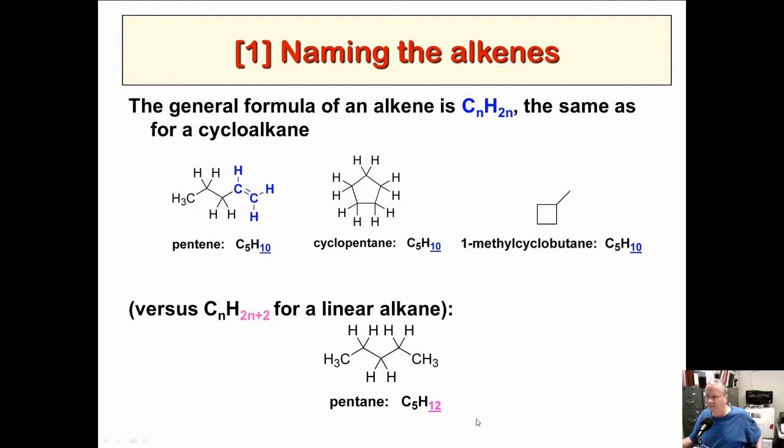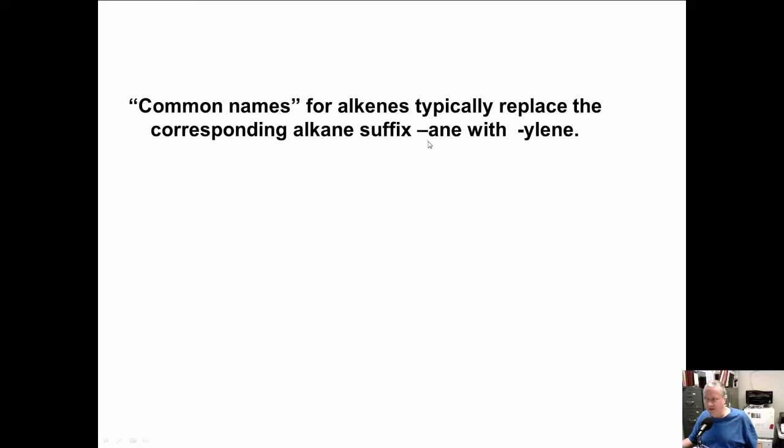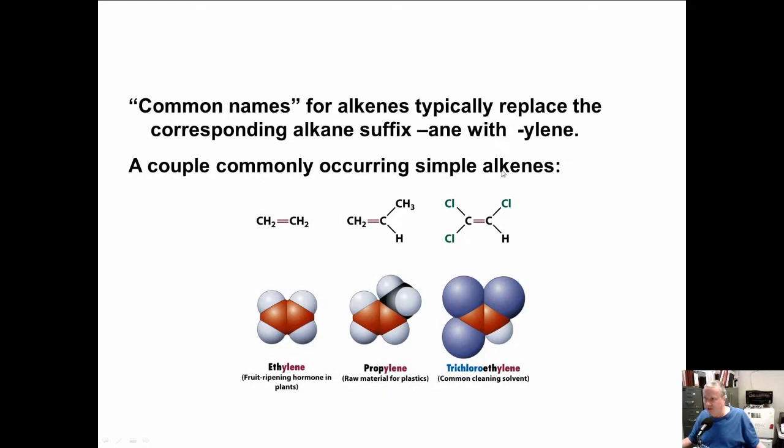So the common names replace the -ane at the end with -ylene or just -ene. Well, actually, we'll see both, but I think the common naming will usually be -ylene. A couple of examples of common simple alkenes are ethylene, a two-carbon alkene, and propylene, a three-carbon alkene. Trichloroethylene is a dry cleaning solvent, for example, and that's just ethylene with three chlorines on it, all right? These are common names, and we'll talk about systematic naming in a second. We emphasize systematic naming a little bit more.